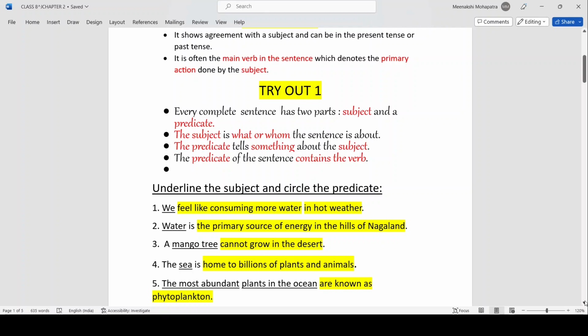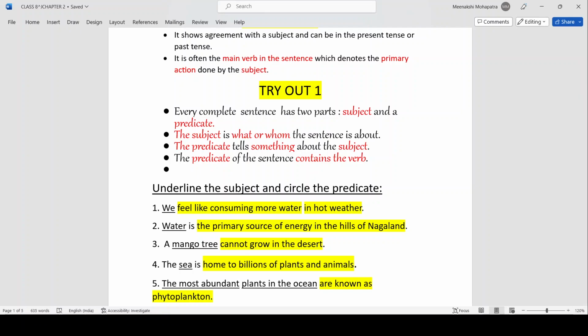So, children, before we do the tryout 1, what do we have to do? We have to identify the subject. We have to identify the predicate. How do we identify the subject? By finding out about what or whom the sentence is about. And how do we identify the predicate of the sentence? By finding out which part of the sentence contains the verb. What is a verb? A verb is a doing thing. Now underline the subject and circle the predicate.